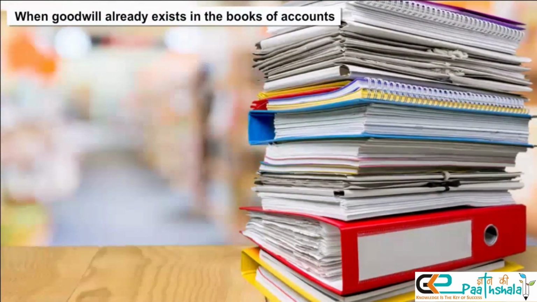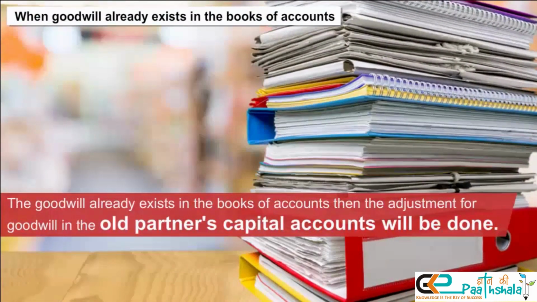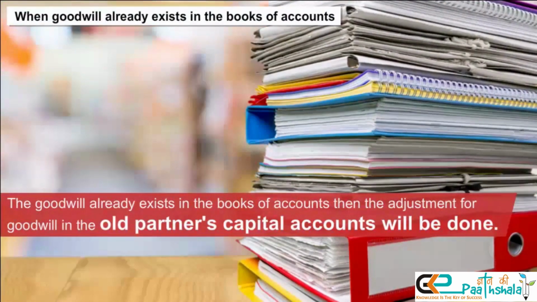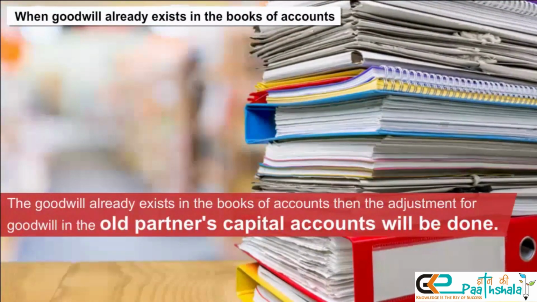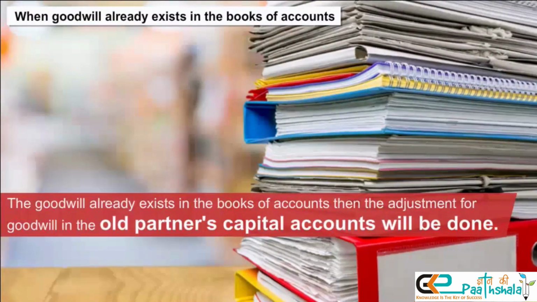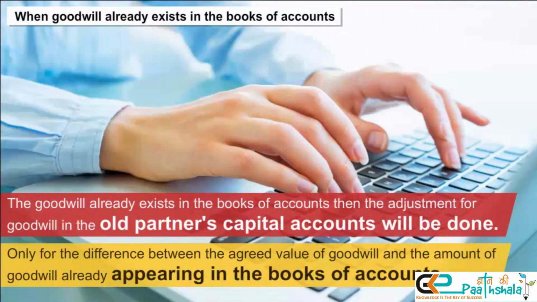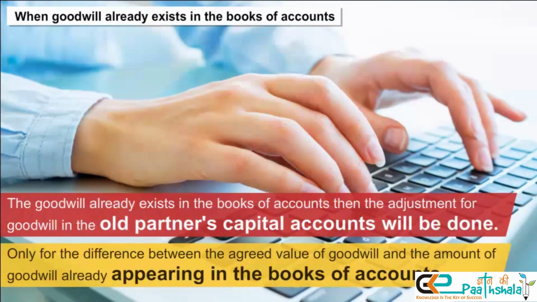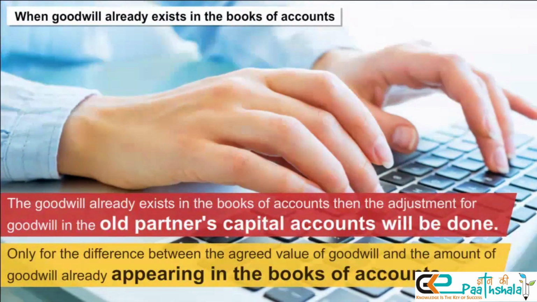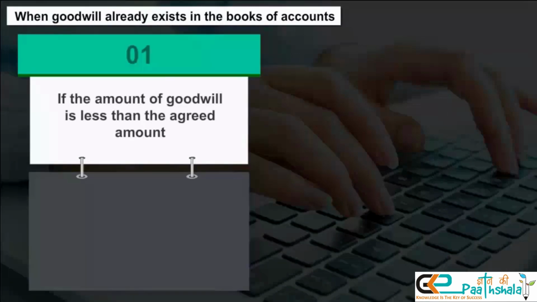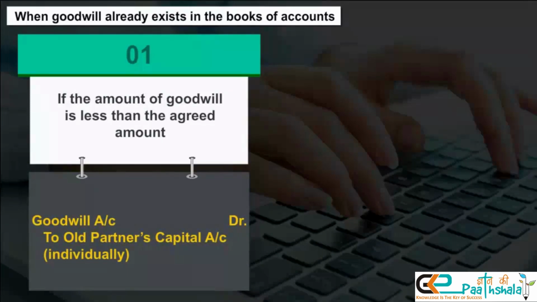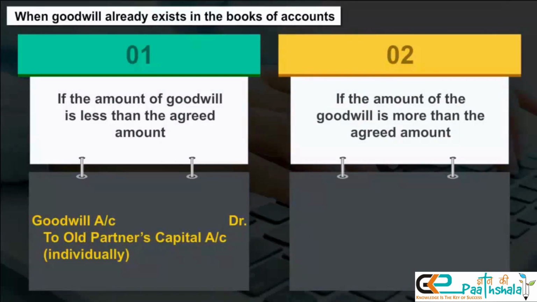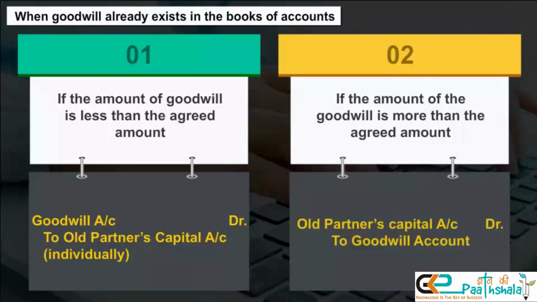When goodwill already exists in the books of accounts, the adjustment for goodwill in the old partners' capital accounts will be done only for the difference between the agreed value of goodwill and the amount of goodwill already appearing in the books of accounts. There may be two conditions of journal entry. If the amount of goodwill is less than the agreed amount, goodwill account debit to old partners' capital accounts. If the amount of the goodwill is more than the agreed amount, old partners' capital accounts debit to goodwill account.